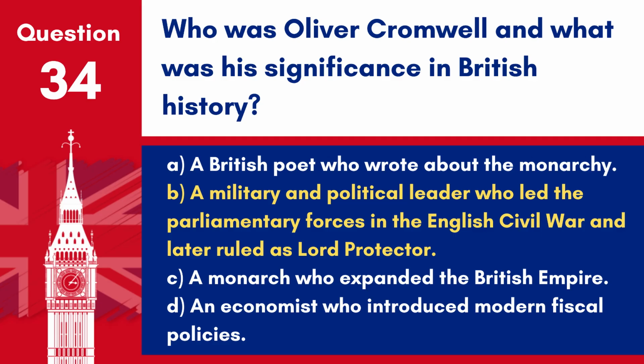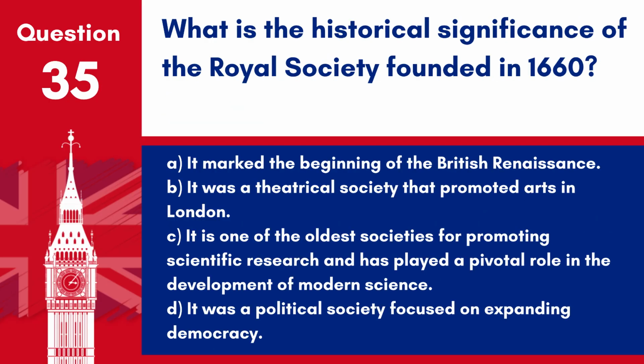as Lord Protector. Oliver Cromwell is a controversial figure, known for his role in the execution of Charles I and his strict puritanical rule during the interregnum. Question 35. What is the historical significance of the Royal Society founded in 1660?